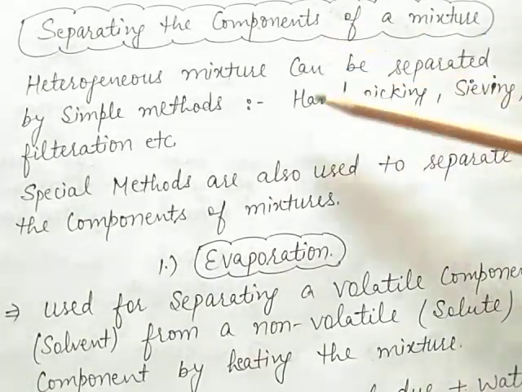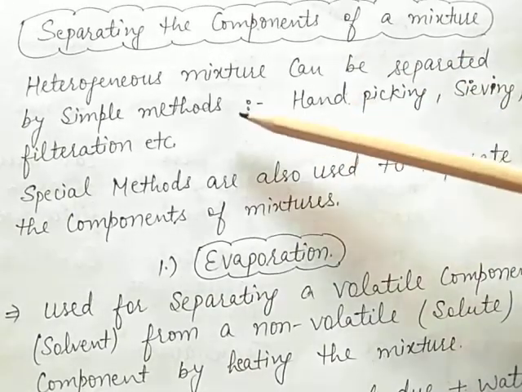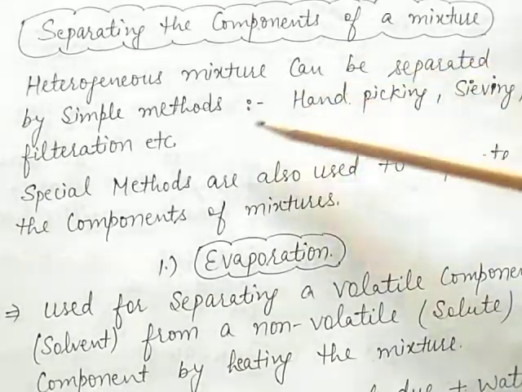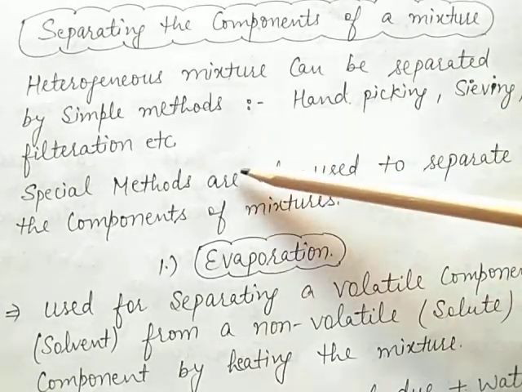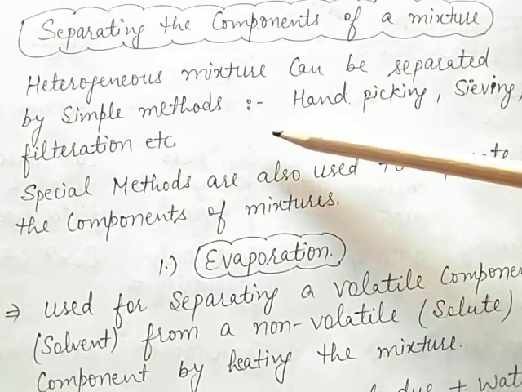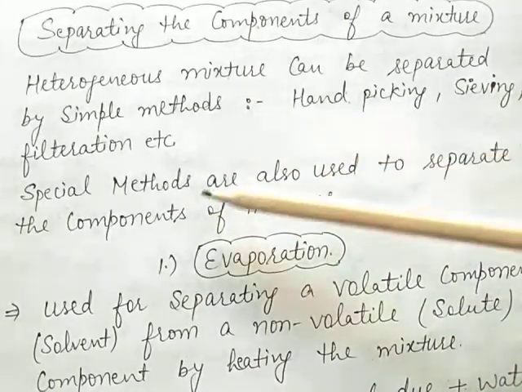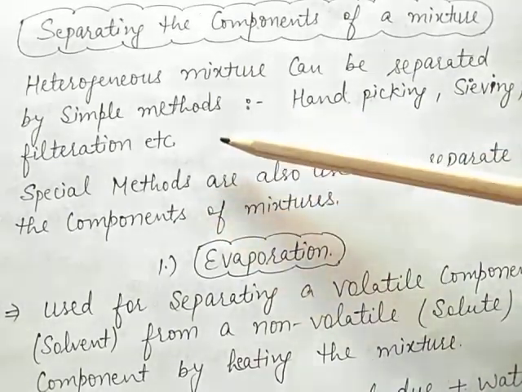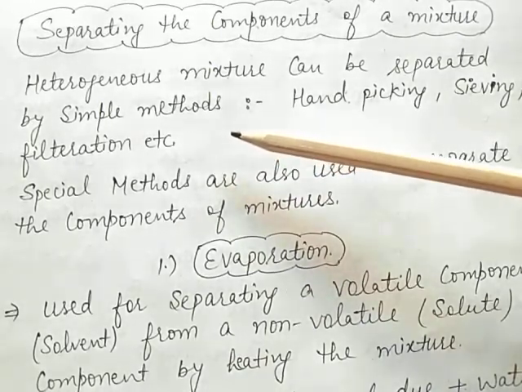Today's topic is separating the components of a mixture, which means how a mixture is separated by different methods. A heterogeneous mixture can be separated by simple methods like handpicking, sieving, and filtration. Here we take the example of a sand solution. This is a heterogeneous mixture. These methods are used in our day-to-day life.